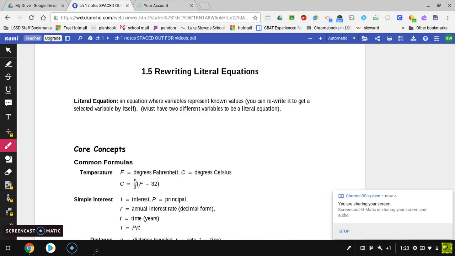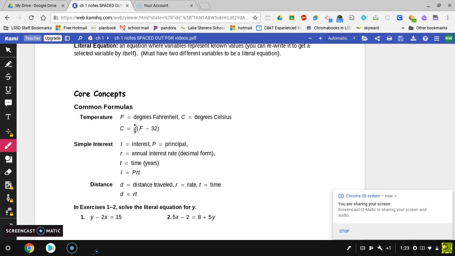All right. So we're doing 1.5 today, which is rewriting literal equations. A literal equation is just an equation where variables represent known values. Some of the common ones we have are for temperature, changing between Celsius and Fahrenheit. Simple interest and compound interest are formulas that we use. Distance is equal to rate times time.